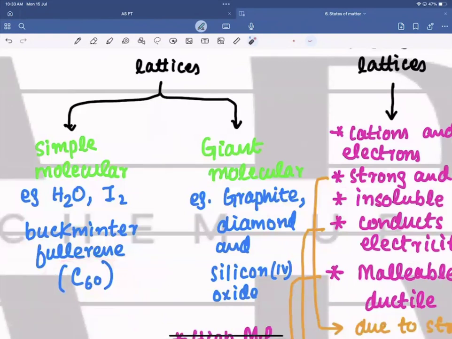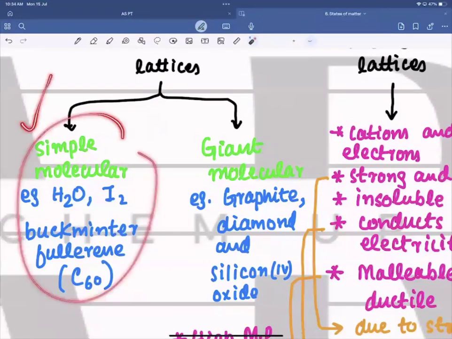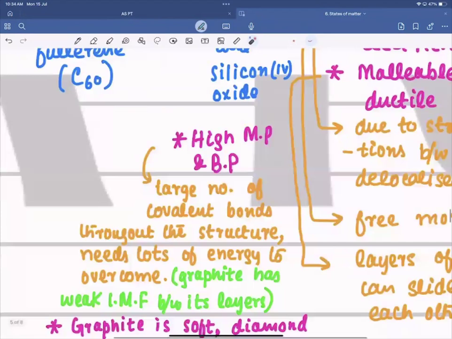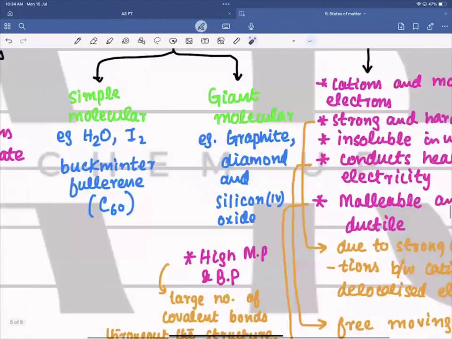When we talk about giant molecular, their properties we also did in chemical bonding, right? We talk about the general properties of simple molecules, so we are done with that. Now we have giant molecular. In giant molecular structures, we have graphite, diamond, and silicon oxide. Now let's talk about the properties of the giant molecular.